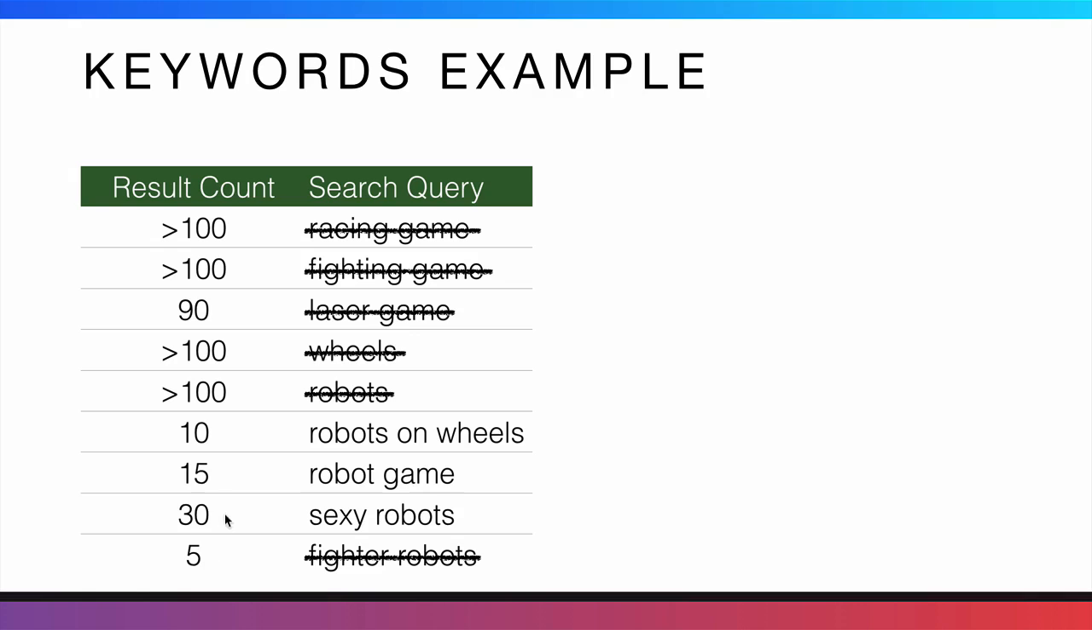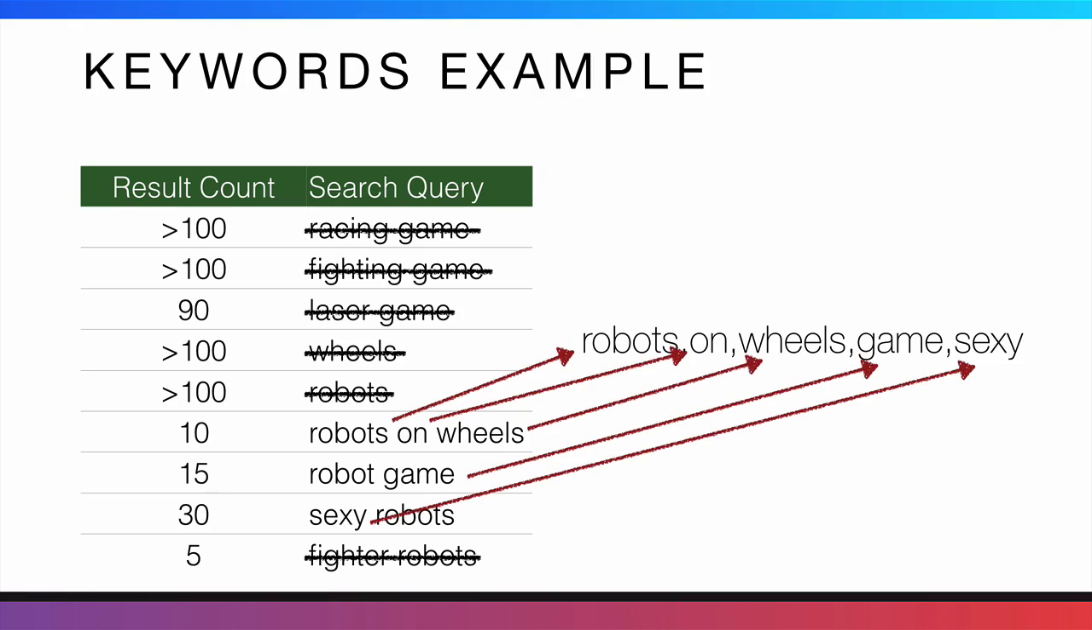You want something that is relatively well searched, but doesn't have a lot of competition. So what would your keywords be? Your keywords would be robots, on, wheels, game, and sexy. So you wouldn't have robots and wheels, comma, robot game, comma, sexy robots. No, these would be your keywords because those are the keywords that you used in the search phrases. And this is just the basic idea of how keyword research works. If you can do keyword research before you even decide on what your app is going to be, it will help you a lot when you reach the App Store optimization part after you finish your app.